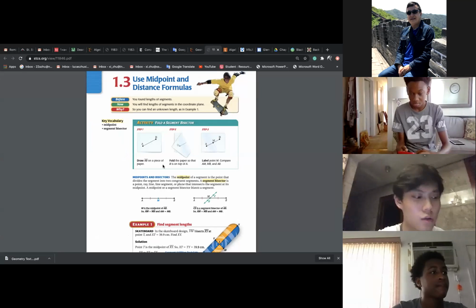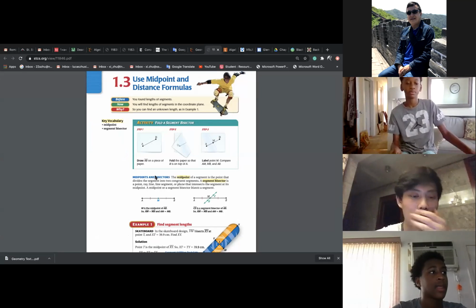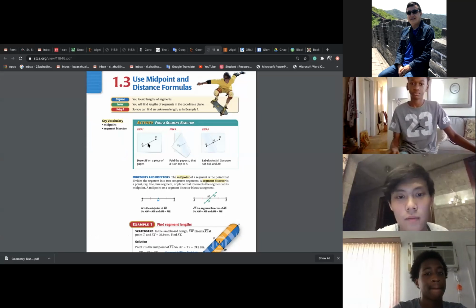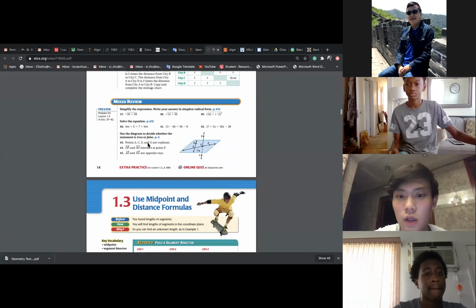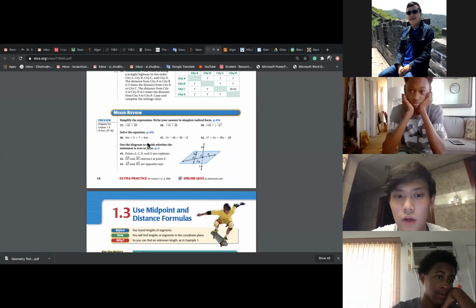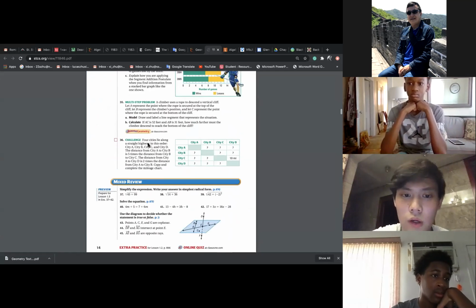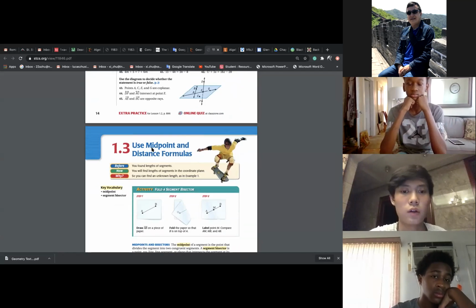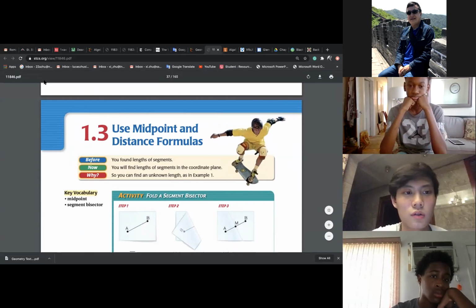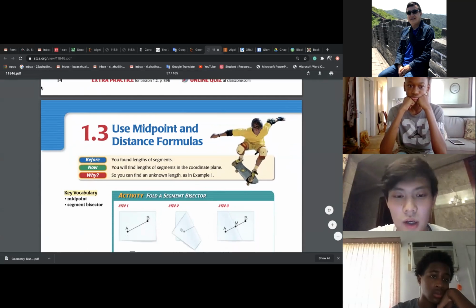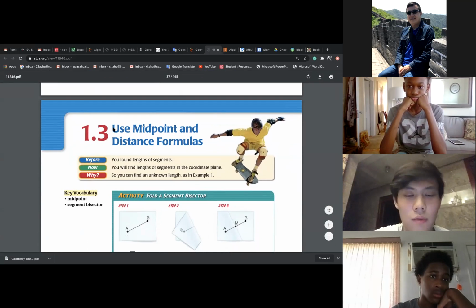Okay, can you guys see it? Yeah. So last time we talked about the plane and the points, right? And now we're going to talk about one of the most useful and most important formulas throughout geometry. You have to remember it because in the SSAT, they will ask you to find the distance for a midpoint.